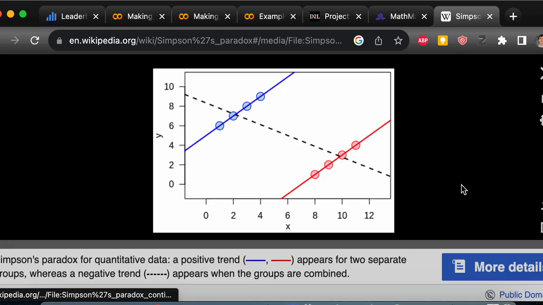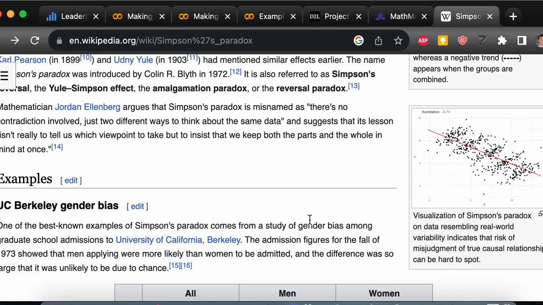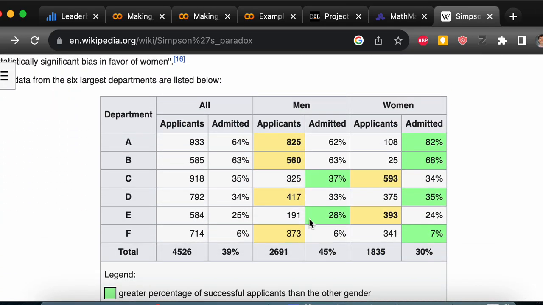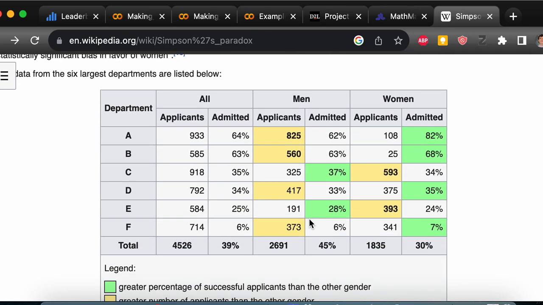Here's the first picture they do. They have two blobs, and the trend in each blob is positive, but the overall trend is negative because when you increase the x value, you are more likely to be in the red blob than the blue blob, and that is confounding things. And there are lots of real examples. You might think this is some kind of academic example, but there was a famous case about whether the university discriminated against women. It was accepting 44% of men and only 35% of women. But then if you break it down by department, it's pretty split.